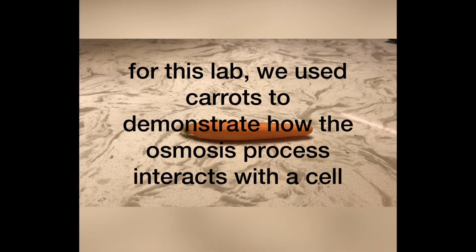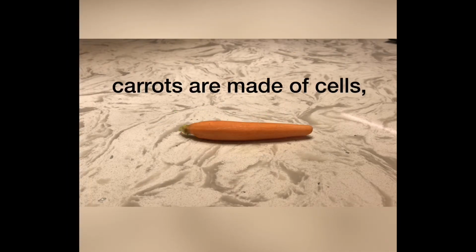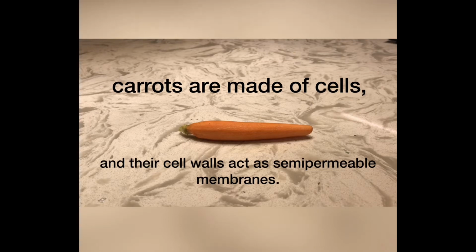For this lab, we used carrots to demonstrate how the osmosis process interacts with the cell. Carrots are made of cells, and their cell walls act as semi-permeable membranes.